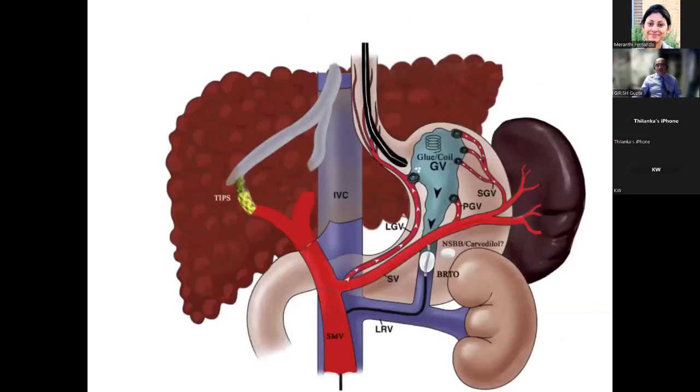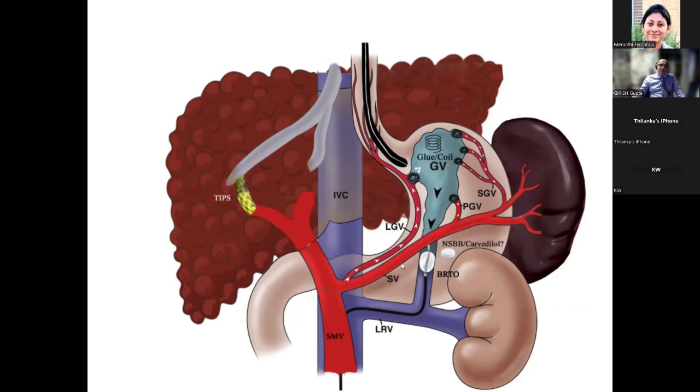Gastric varices are particularly difficult to manage, and you can manage them by doing a glue injection. You can also manage gastric varices where there's a gastrorenal shunt identified, where there is a connection between the gastric varix and the renal vein. You can approach that through the femoral vein and do a BRTO, or balloon-occluded retrograde transvenous obliteration, or you can inject some coils into the gastric varix and stop them from bleeding.